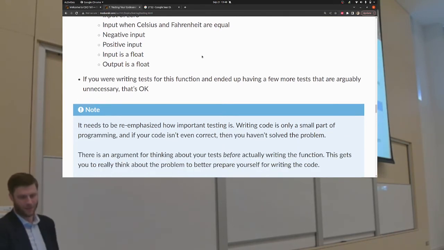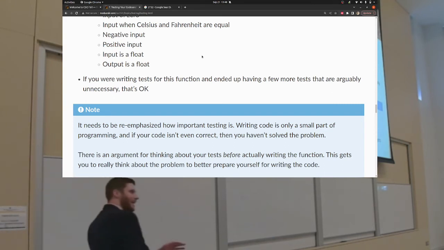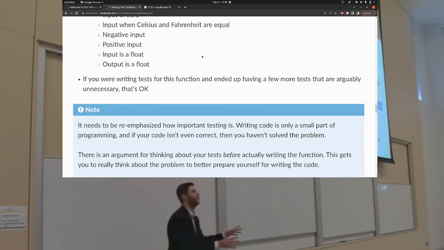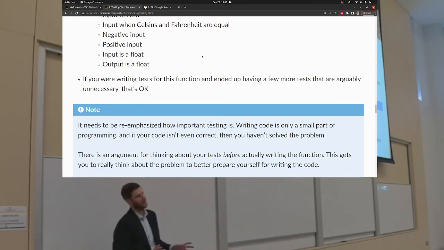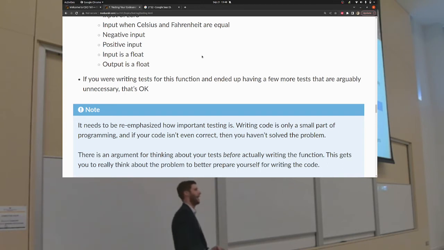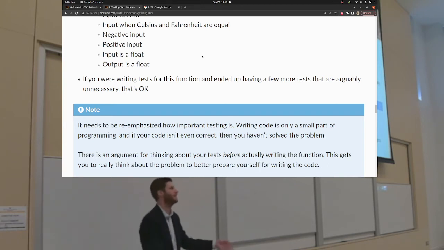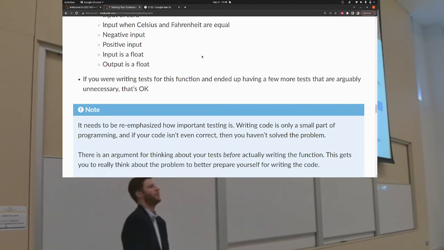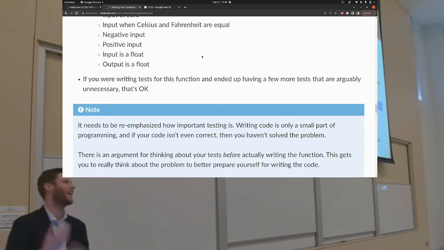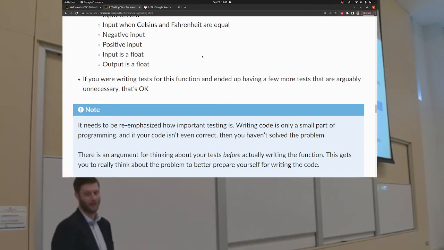If you were writing tests for this function and end up having a few more tests that are arguably unnecessary, that's fine. If you are a little extra cautious with your tests, great. If you write 54 tests for this function, don't. That's ridiculous. You don't need to. Now, knowing how many and what to test and how to test and which input is more of an art than a science. It's something that you will get a feel for the more practice you have with it. So don't feel bad if you miss a test, if you're writing your own tests. Don't feel bad if you over-test. It's fine. You'll get a sense of it as you go. Just like learning to program, you get better at it as you go. You get better at testing your code as you go.